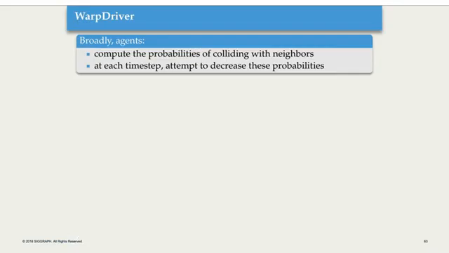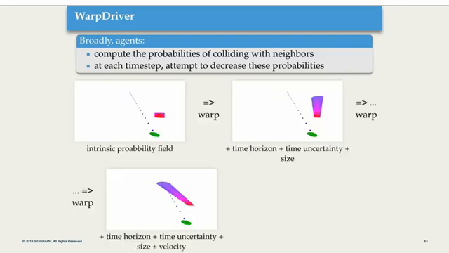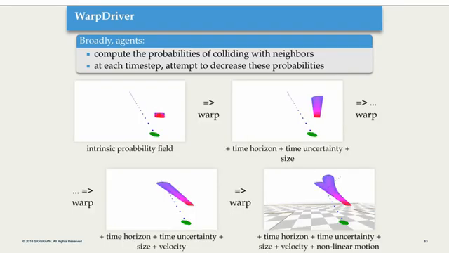And broadly, the previous work on Wald drivers allows us to essentially compute the probability of colliding with neighbors given an agent at each time step. It attempts to decrease these probabilities as it navigates through time and space with a certain level of assumptions.